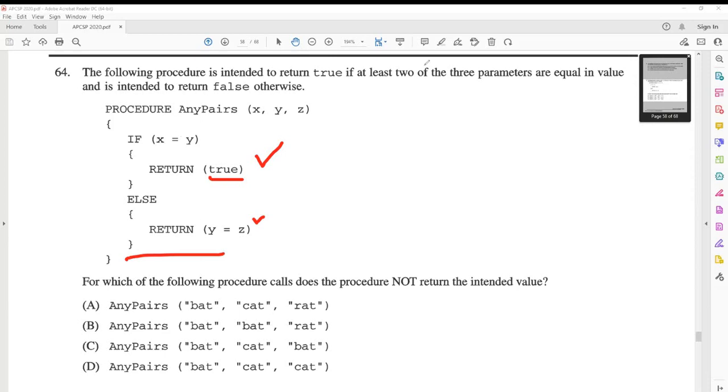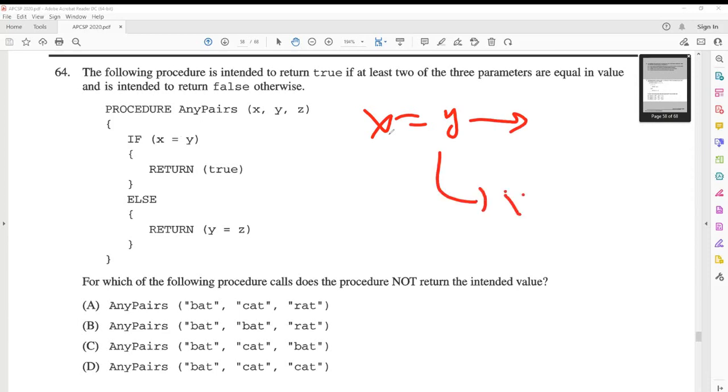Actually, it still will. So basically, you have X equals Y. You go this way, right? So the outside else would be X not equals Y.